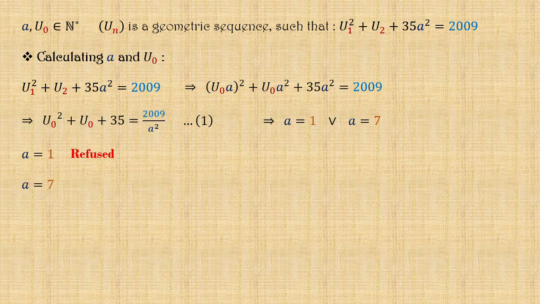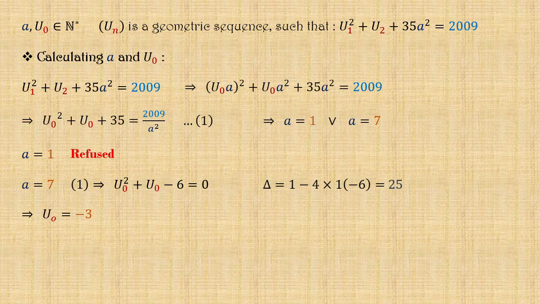Now for a equals 7, the equation 1 would imply that u0 square plus u0 minus 6 equals 0. And if we calculate the discriminant delta of this equation, we find that it equals 1 minus 4 times 1 times minus 6, which equals 25. Which means that for this value of a, which is 7, we find as a solution for the equation 1, the number minus 3 that we refuse because we're looking for natural values for our first term u0, and the second solution, which is a valid value for u0, is the number 2. So the values of the reason a, and the first term u0, of our geometric sequence are respectively 7 and 2.